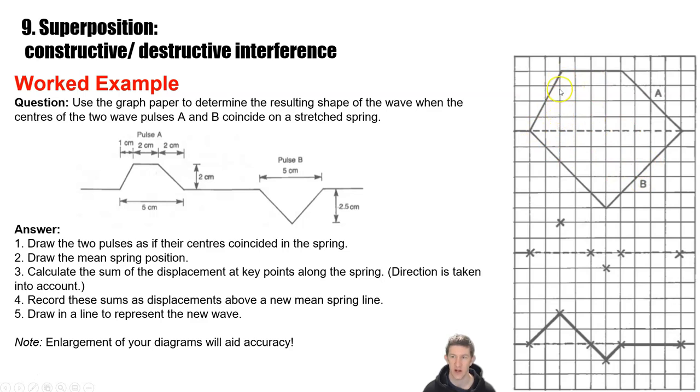So here we had 1, 2, 3, 4, or just shy of 4, and here we had 2 down. So the resultant would be a +2 up, and I do this for all of the significant points, and I end up with this resultant wave. So we draw the pulses coinciding over the top of each other. We figure out the sum of all the key points, so basically every sort of point on the actual wave. We record these displacements, and then we draw the line to fill in the dots, and we've got our displacement. So this is the new superposed wave that results from these two. And you can do this for a whole range of examples.